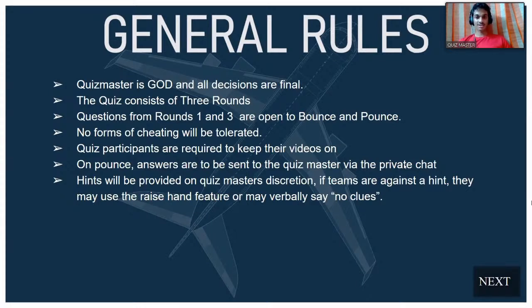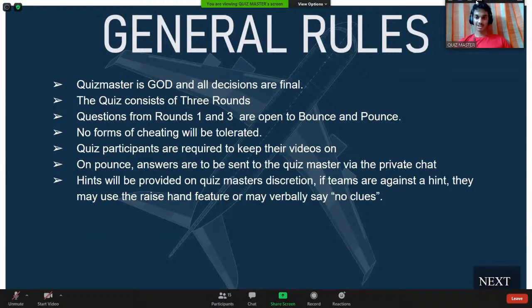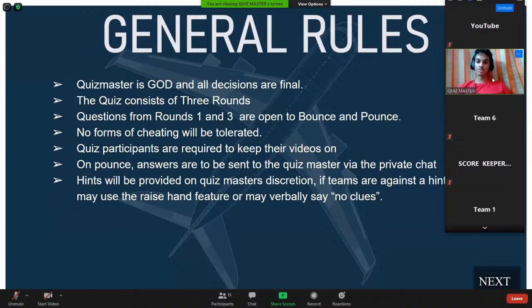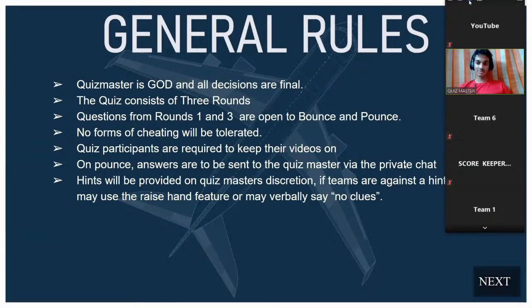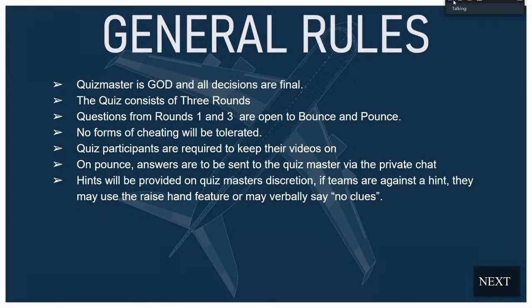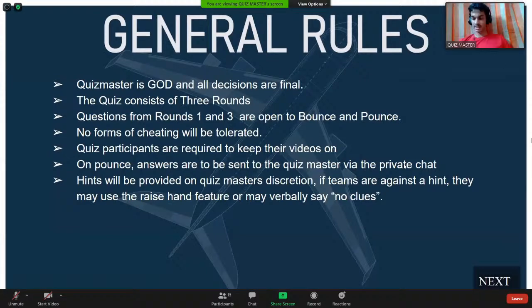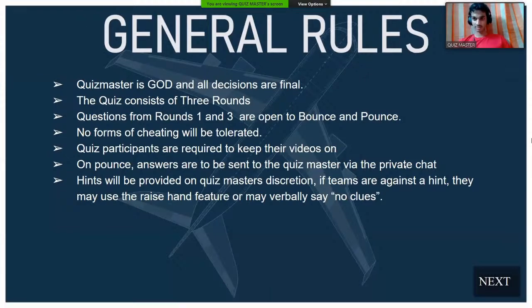One last thing. If a question is easy to you, or I want to give a hint, but one of you knows the answer, you can verbally say no clues. What that means is I won't give any clues anymore, because at least one team knows the answer. Is that all good? Any doubts? Okay, I don't think there are any doubts. During the quiz, if you have doubts, please feel free to stop me and ask, right?